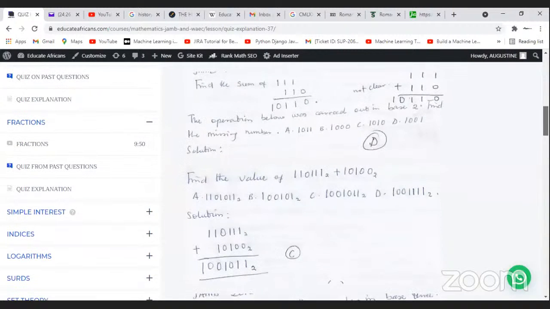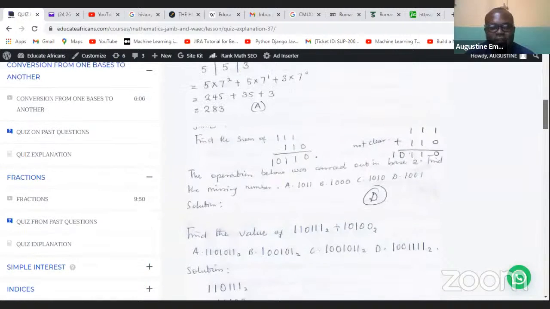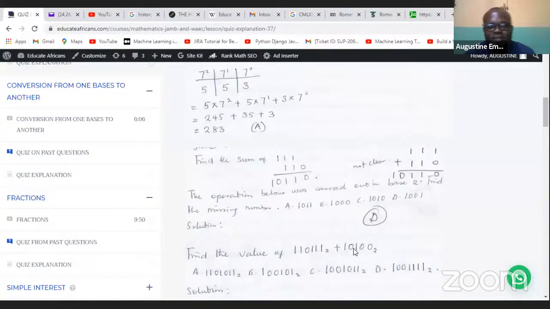So let's look at more. Can somebody try out this one? Find the value of this plus this. Let's see whether you can add in base 2. Now, whenever you're adding in any base, you should make sure that the number that you get after adding doesn't exceed the numbers that are possible in that very base.